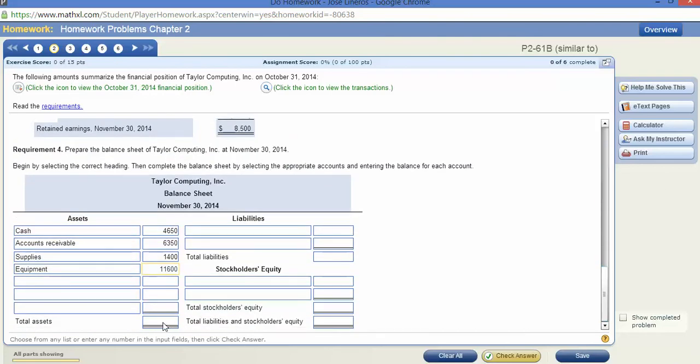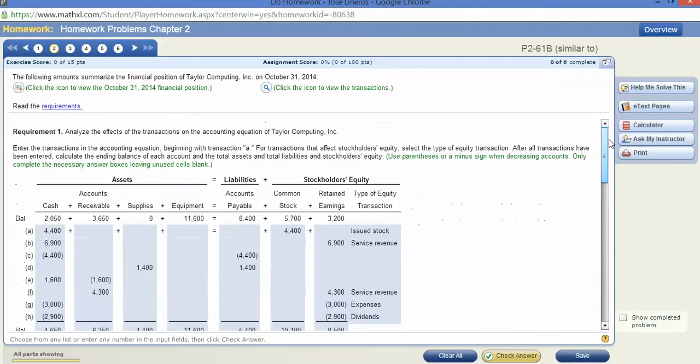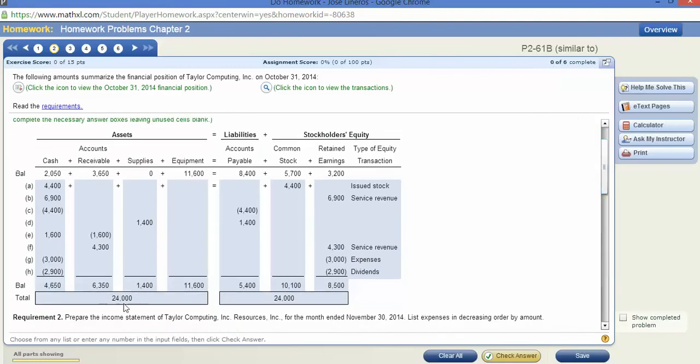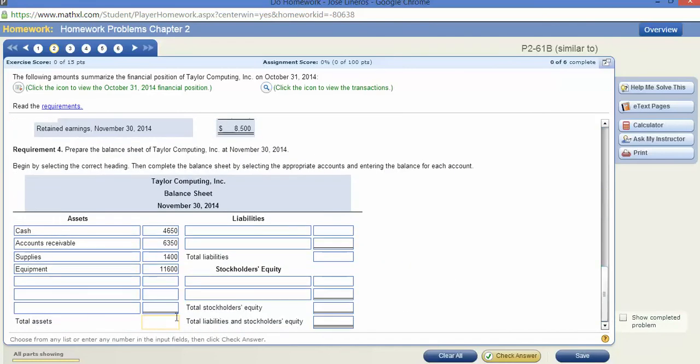So now we just need to calculate our total assets. Our total assets are $4,650 plus $6,350 plus $1,400 plus $11,600. Now we can add it up one by one. Another thing we can do is cheat. We can come up here and say, well, we know total assets are $24,000. So it's already been added up once for us.